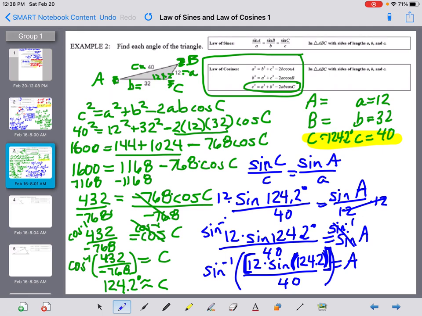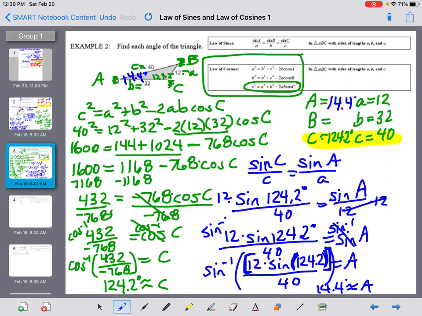So that's inverse sine, parenthesis, 12 times the sine of 124.2, close the angle parenthesis and the top parenthesis, and then divide by 40. And I get an angle of about 14.4 degrees for angle A, which kind of makes sense when I look up there because it is a tiny angle if it's drawn to scale, right?